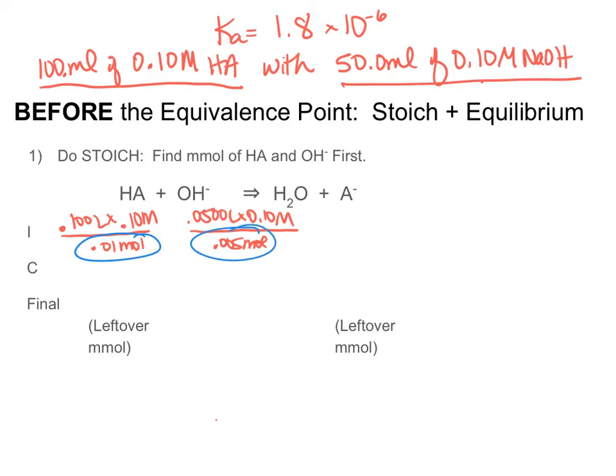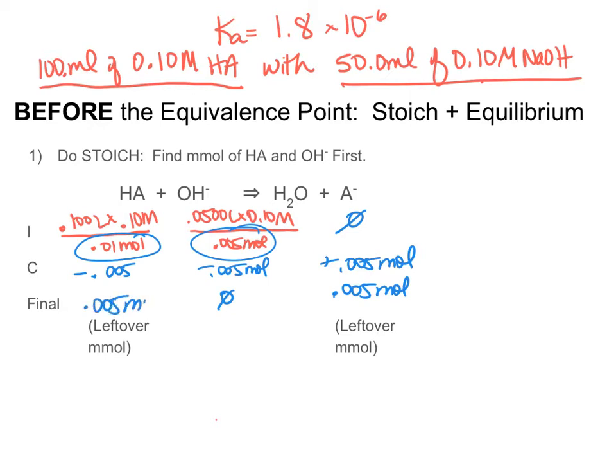Now I go ahead and I do my stoich. And of course, I'm going to have this decrease by that amount because that's what's limiting me, right? And then over here, this started out as nothing, and that is going to go up by 0.005 moles, right? So now here I've got 0.005 moles, here I've got nothing, and here I've got 0.005 moles.